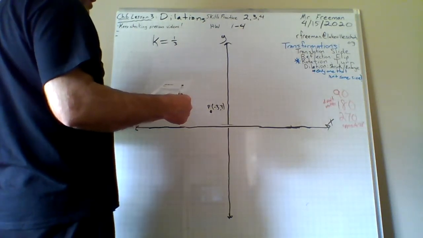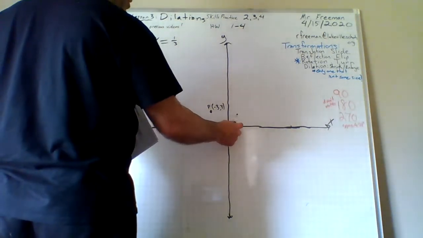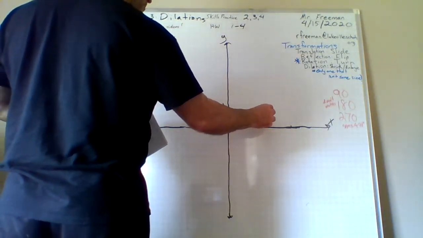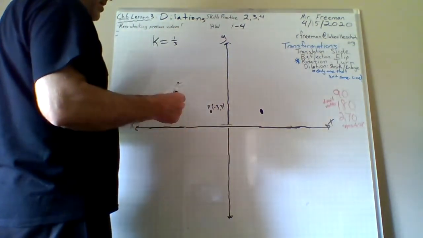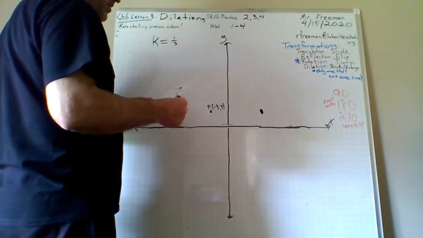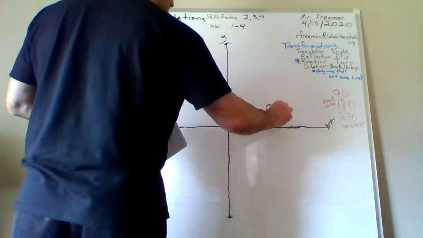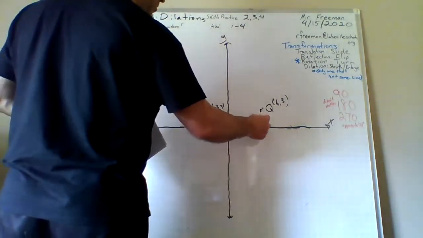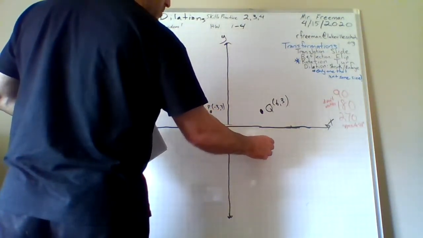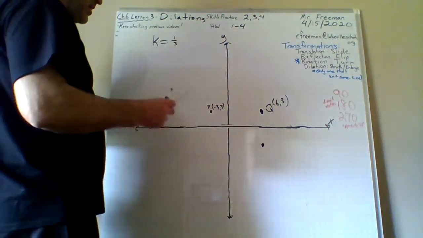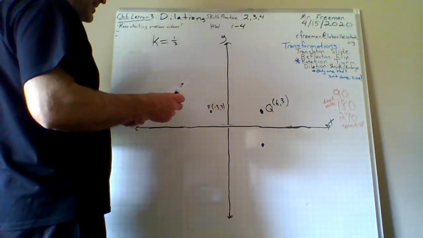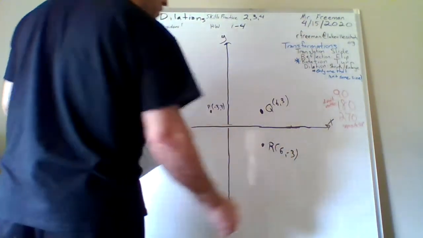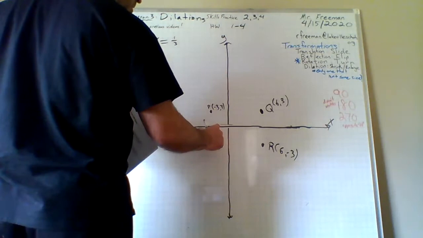Okay, negative 3, 3, 6, 3. 1, 2, 3, 1, 2, 3, 4, 5, 6, 1, 2, 3. That's going to be point Q. Then they give us point R as 6, negative 3. Okay, and then they give us point S as negative 3, negative 3.